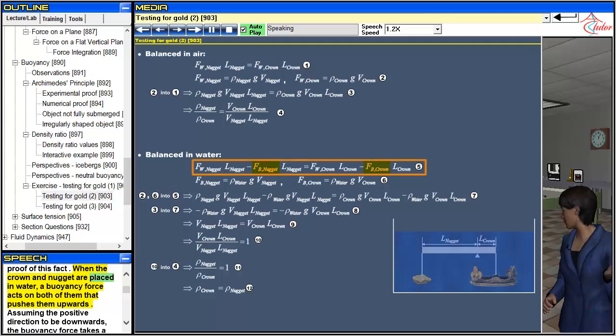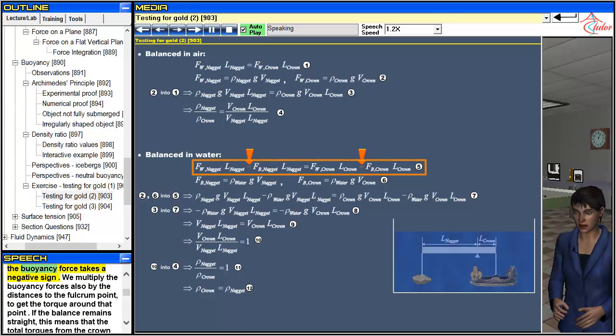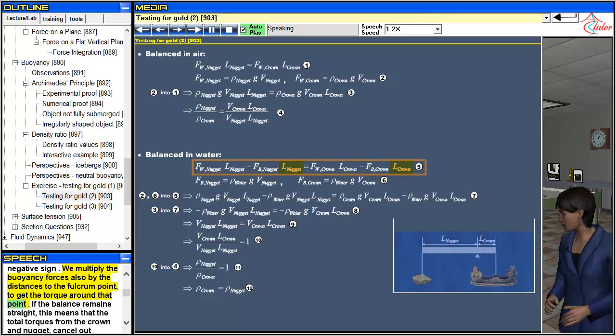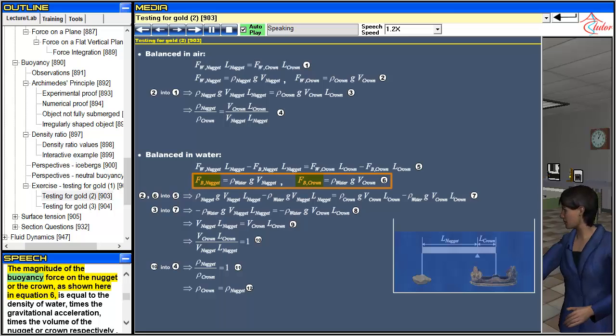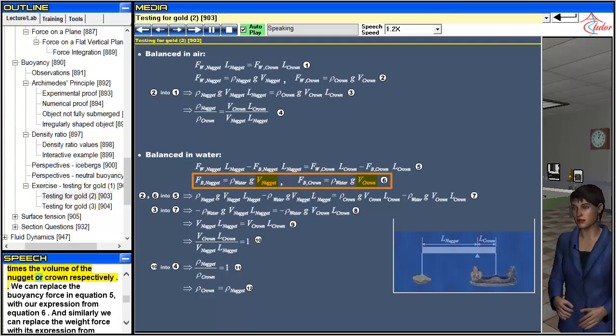When the crown and nugget are placed in water, a buoyancy force acts on both of them that pushes them upwards. Assuming the positive direction to be downwards, the buoyancy force takes a negative sign. We multiply the buoyancy forces also by the distances to the fulcrum point, to get the torque around that point. If the balance remains straight, this means that the total torques from the crown and nugget cancel out around the fulcrum point. The magnitude of the buoyancy force on the nugget or the crown, as shown here in equation 6, is equal to the density of water times the gravitational acceleration times the volume of the nugget or crown respectively.